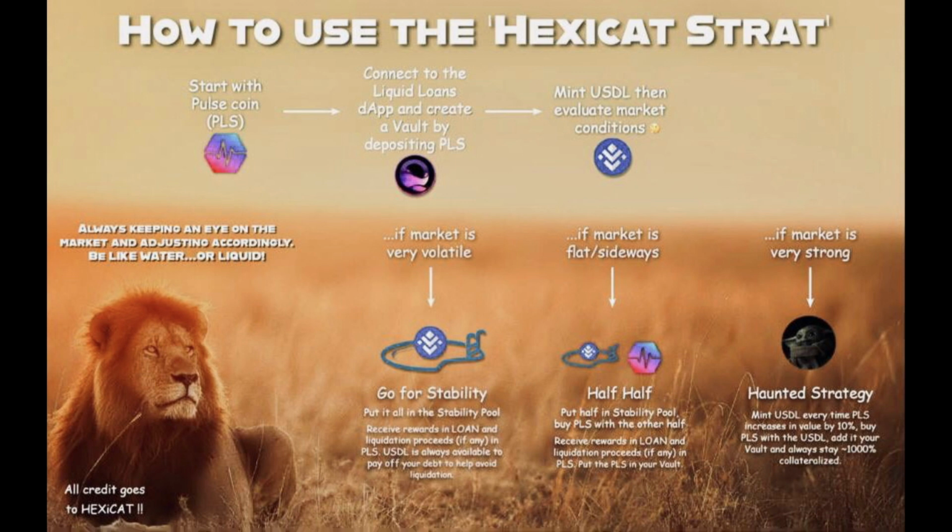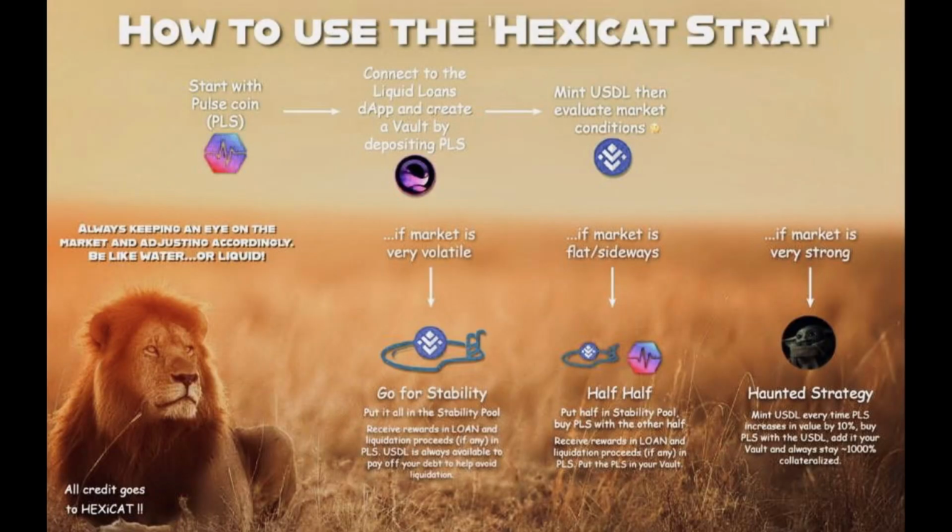The very first step that you see right here is called start with PulseChain, the PulseChain coin, and then connect to the Liquid Loans decentralized app and create a vault by depositing PulseChain. When you deposit your PulseChain into the vault, you have to put in at least 110% of the value that you want to get back out of the vault. So let's say that you put $110,000 worth of PulseChain into the vault. The maximum amount of USDL that you can get back, USDL is worth $1, by the way, it's always pegged to $1, is $100,000 of USDL, okay? So you mint that USDL, then you evaluate the market. You evaluate the crypto market, especially the PulseChain, the Hex market, okay?